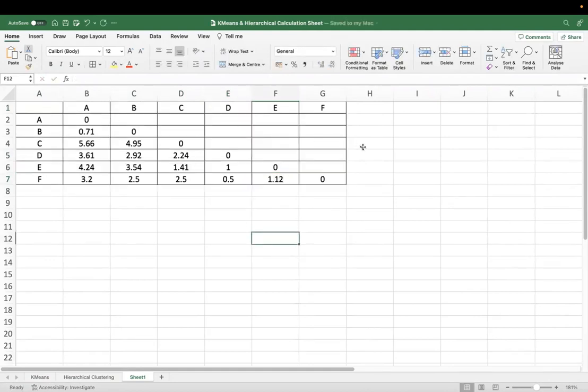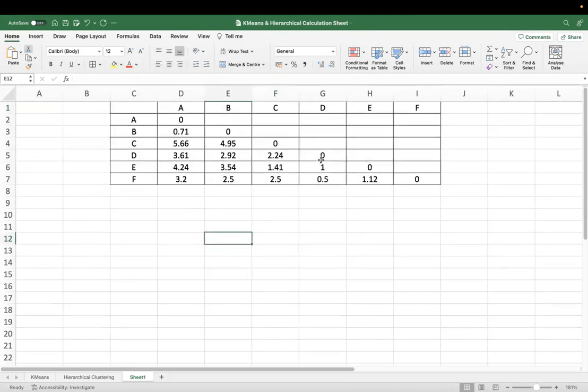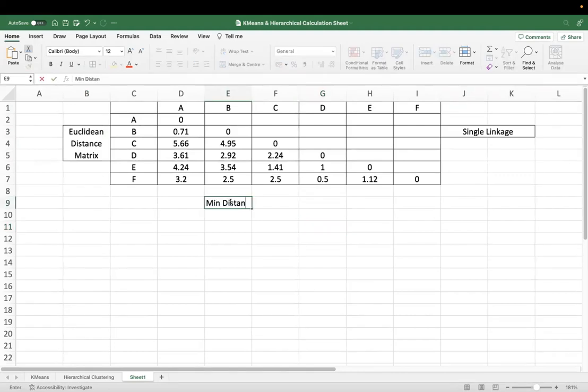In the empty cells, you will have the same values. This is a Euclidean distance matrix and we will be using single linkage. Now in the whole matrix, what is the minimum distance? The minimum distance is 0.50, which is between D and F. That means the first cluster that will be combined is D and F.